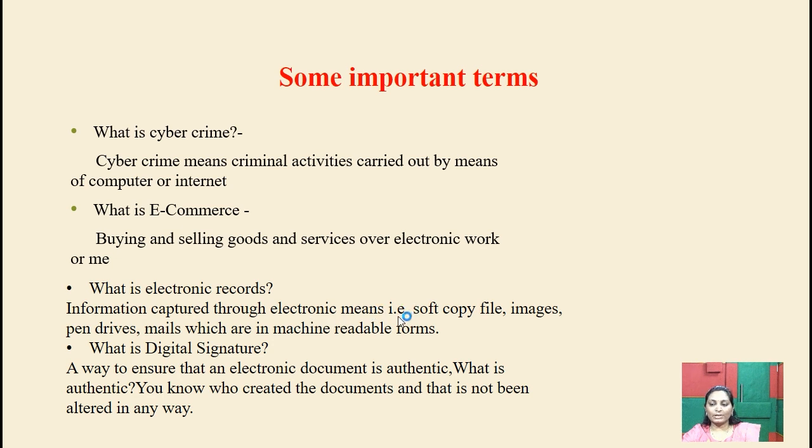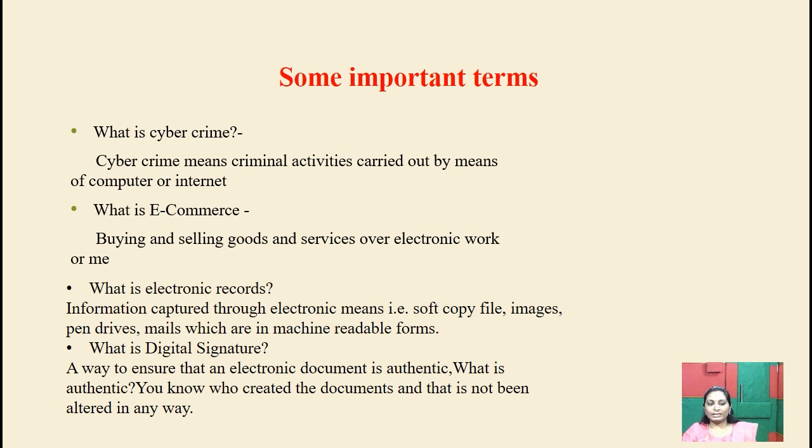Information captured through electronic means. What is meant by information in electronic form? We know that the soft copy of any file, our images, the data in a pen drive, or our mails, which we can send or receive from friends, are in machine readable formats. Data in machine readable format is known as electronic data or digital data, which is in the form of zeros and ones. Our soft copy of any file or our images are electronic records.